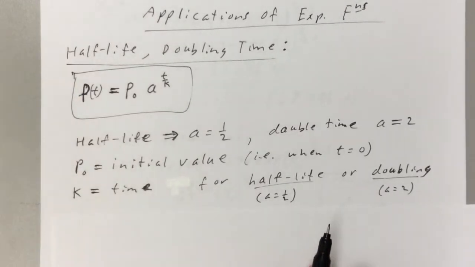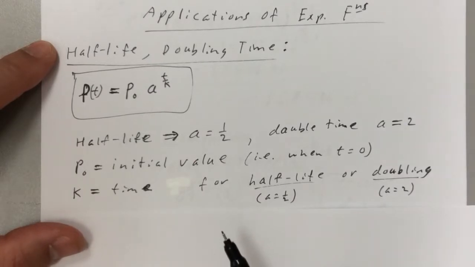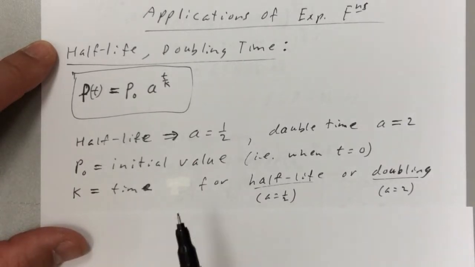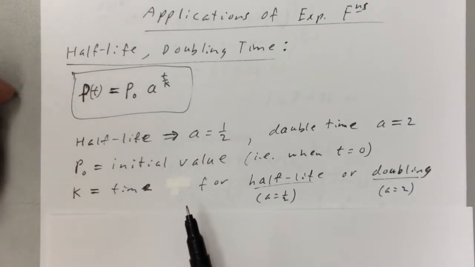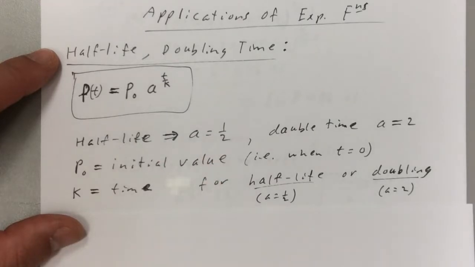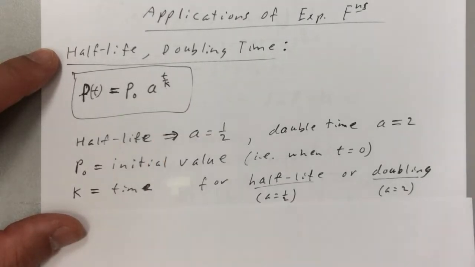So it could be the number of rabbits in a conservation area. What does it take to double the population? It could be the value of a vehicle. How much time does it take to get to half of the value of the vehicle? So k represents the time it takes to get to half or double.